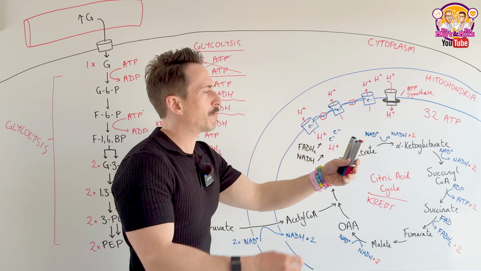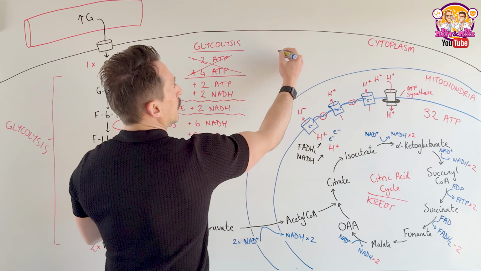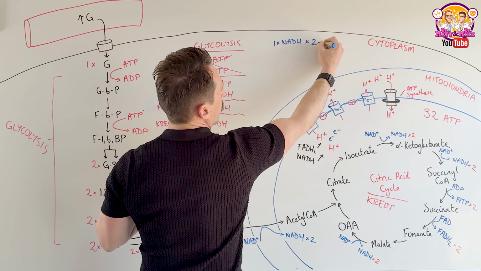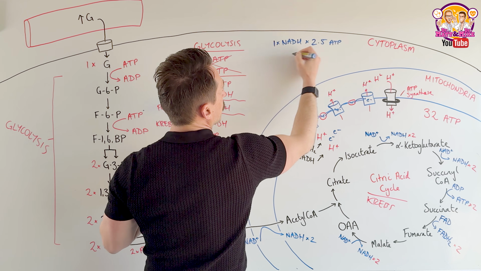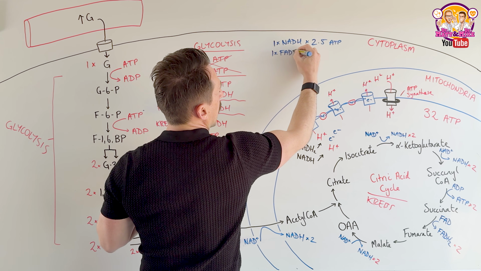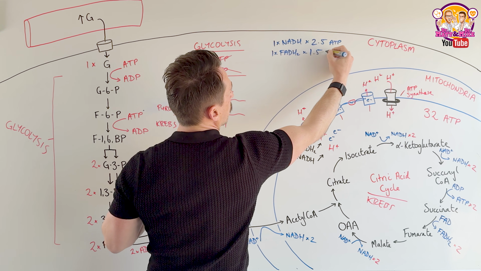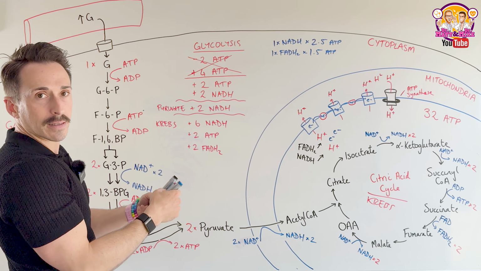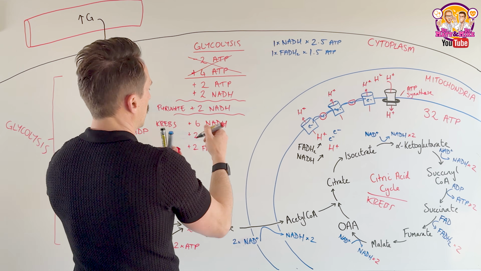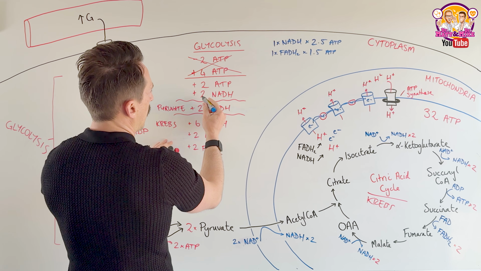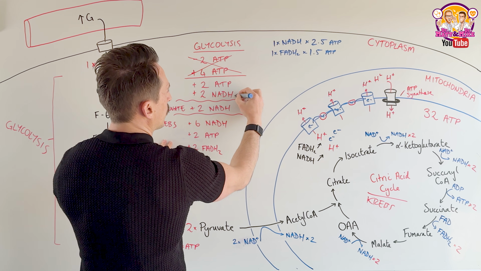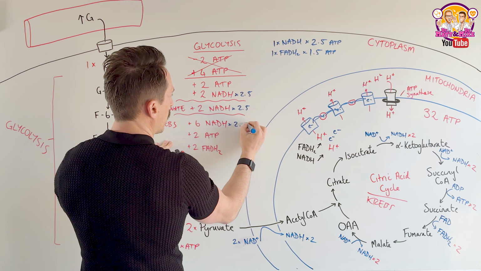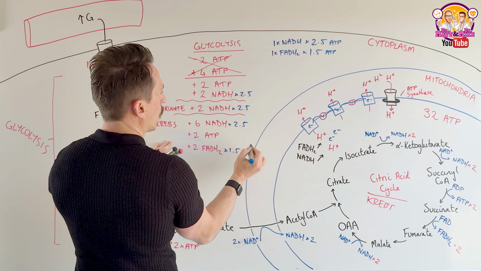How many ATP do they produce? Well, one NADH will produce 2.5 ATP. One FADH2 will produce 1.5 ATP. So all we need to do here is our maths, right? So we've got, let's do it like this. Multiply that by 2.5, multiply that by 2.5, multiply that by 2.5, multiply that by 1.5.